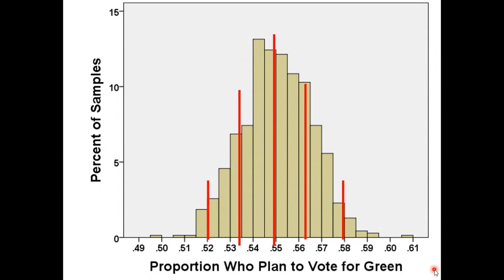Now, as I explained in the last lecture, we can draw 5 lines like this on a normal distribution. The distance from one line to the next is approximately equal to 1 standard deviation. But because this is a sampling distribution, we call the standard deviation the standard error. So the distance between each line and the next in this histogram is 1 standard error. These lines are about 0.015 apart. So the standard error is approximately 0.015.